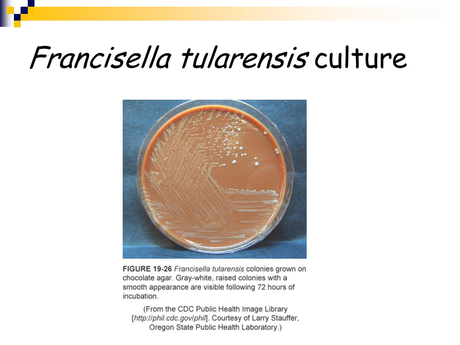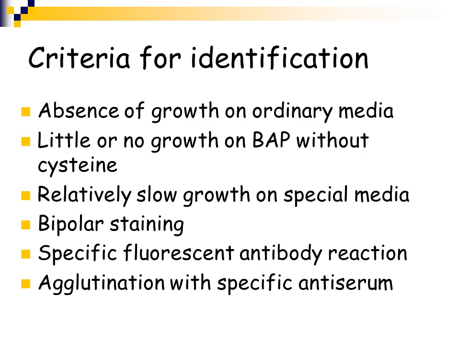And this is a chocolate agar. So absence of growth on your typical 5% sheep blood agar and growth on chocolate agar might be an indication. Slower growing, taking a few days to grow on media, having bipolar staining, so staining darker on the two ends than it does in the middle. You can do fluorescent antibody staining and agglutination testing.